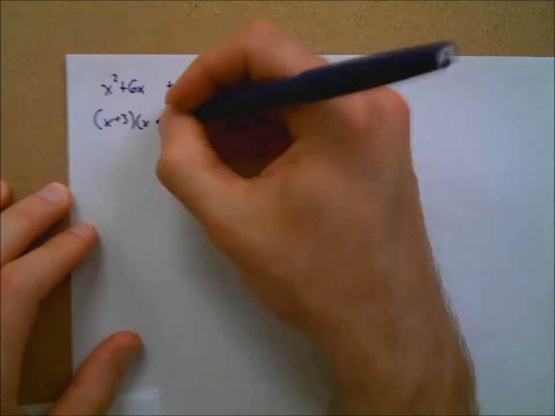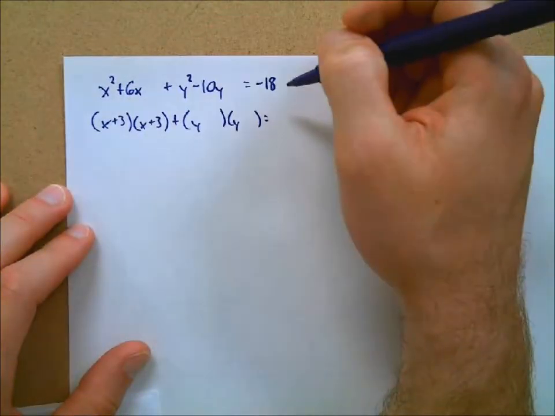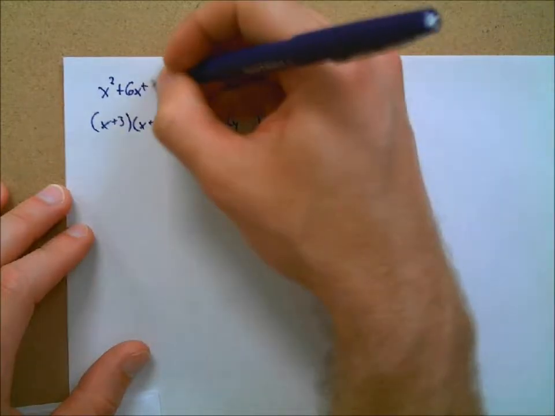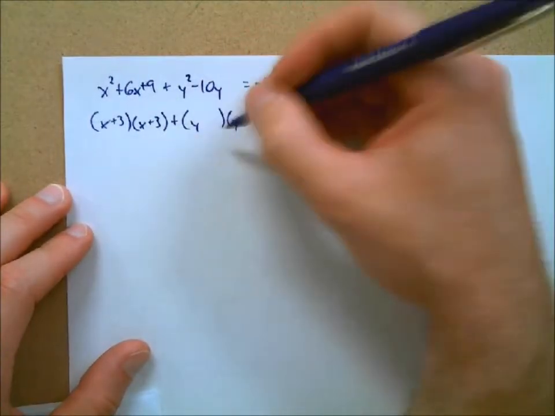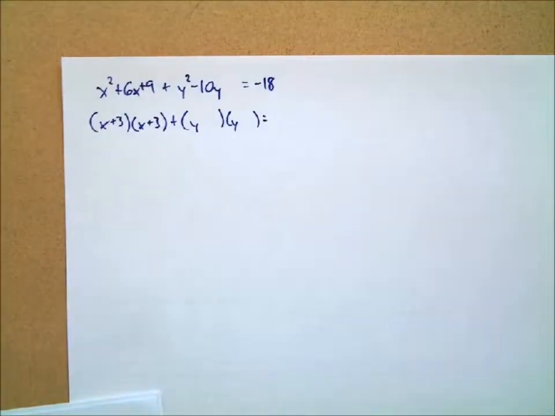And that means then what's missing right here to fix that, to make it fit? A 9, right? Exactly right. And then with the y's, what's going to go in the parentheses here? What two numbers are going to add to make that negative 10, but they have to be the same number? Negative 5.